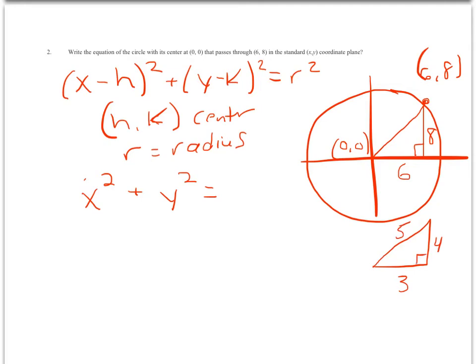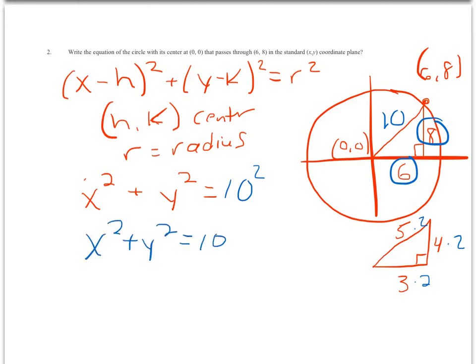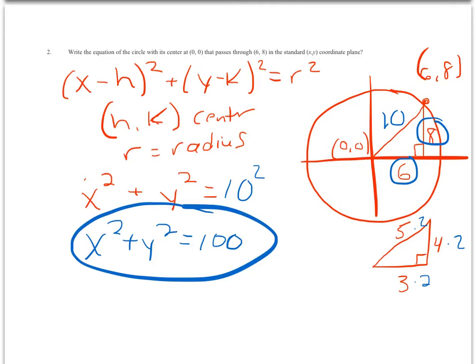Classic 3, 4, 5 right triangle. Notice here, if we were to multiply 3 times 2, we'd get 6. 4 times 2, we'd get 8. And therefore, 5 times 2, you'd get 10. So the radius is 10. If you square it, you get 100. That's the equation of the circle. Once again, you could also find 10 just by writing out the Pythagorean theorem and solving for the hypotenuse.